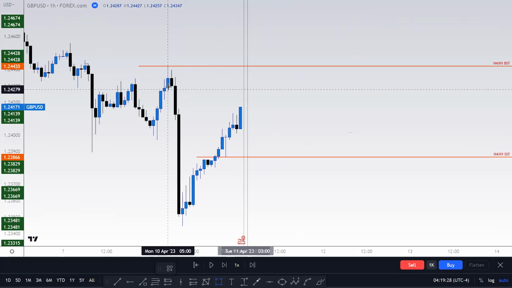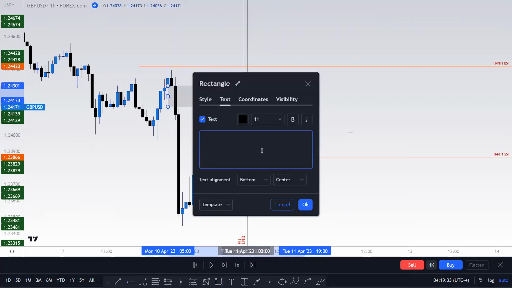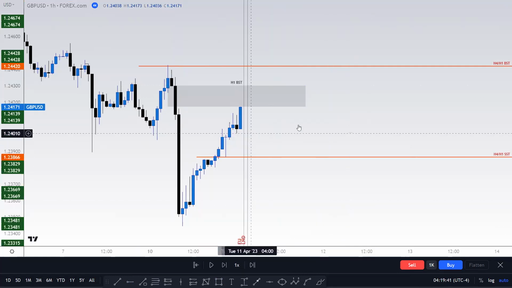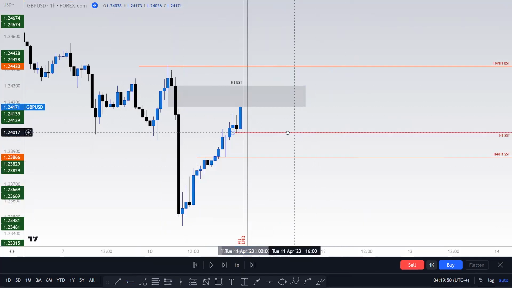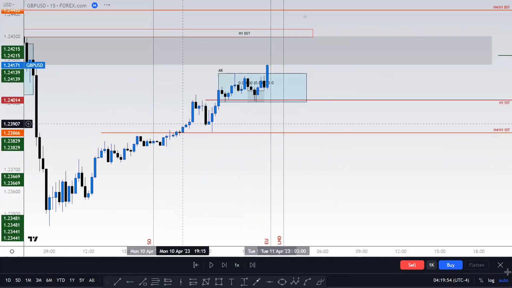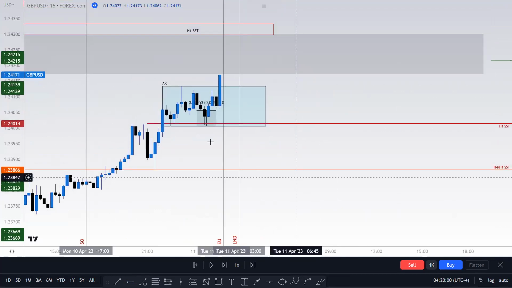So I'm just going to use the imbalance box this time. And then the H1 sell side target is the swing low down here. Okay, so these are the key levels. And then if we go to the 15 minute time frame, we can see a very nicely defined Asian range.